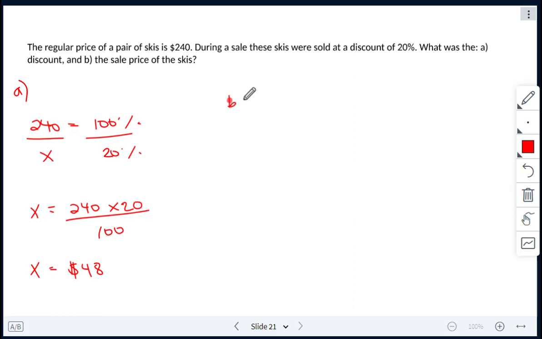All right, so part B, what is the sale price of the skis? We're going to take our regular price, which is $240, and we'll subtract the $48, and that gives our sale price of $192.